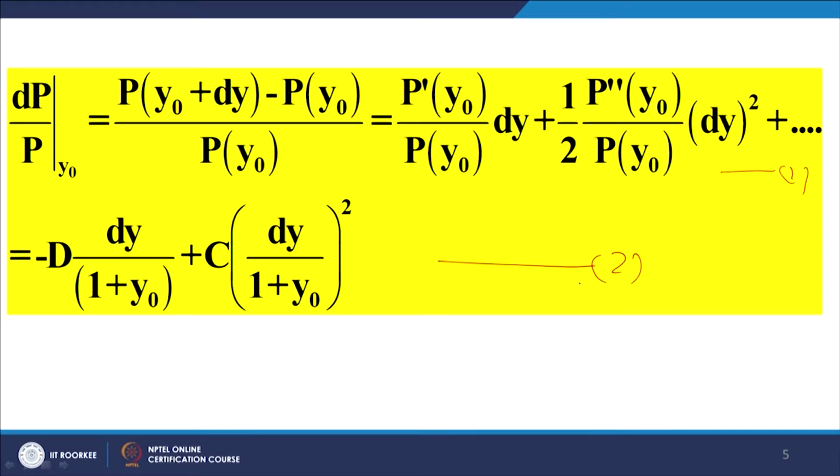I repeat, the percentage change in price at a given point y 0 along the yield price curve is given by minus D into dy, where dy is the infinitesimal change in the yield divided by 1 plus y 0, plus C, where C is the convexity, into dy upon 1 plus y 0 squared.